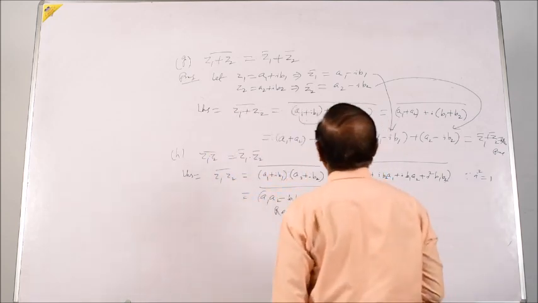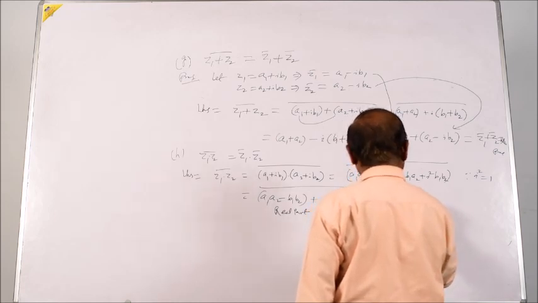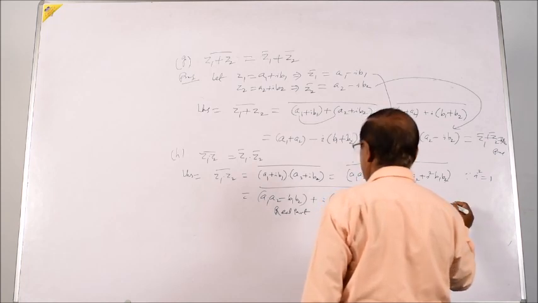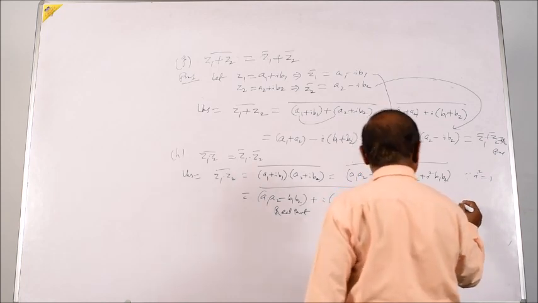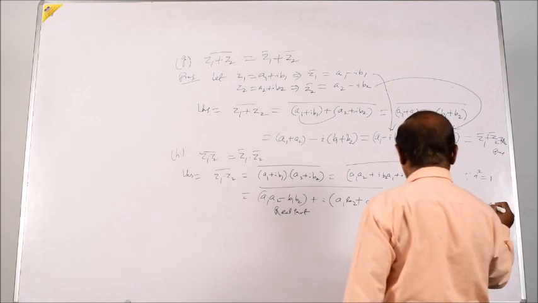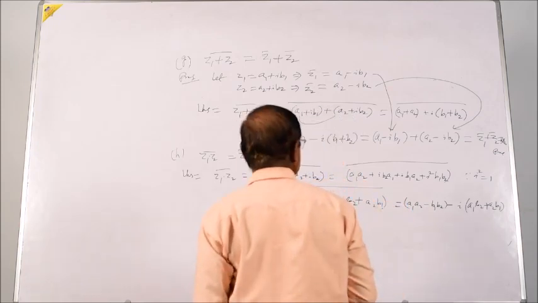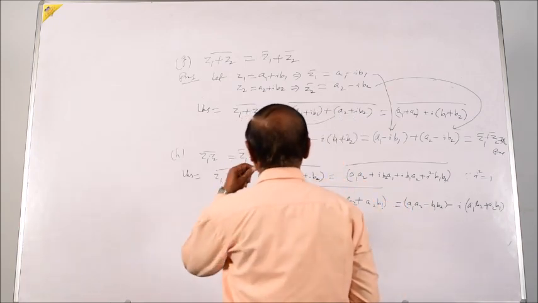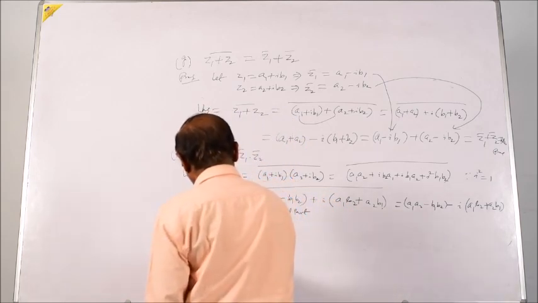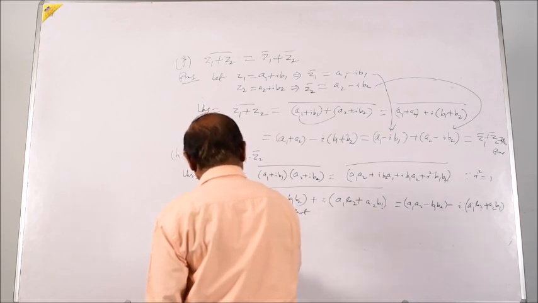So, its conjugate will be a1 a2 minus b1 b2 minus i times a1 b2 plus a2 b1. We are interested in showing this equals z1 bar into z2 bar. You will have to leave this; taking the RHS will be easier. RHS will be z1 bar dot z2 bar.